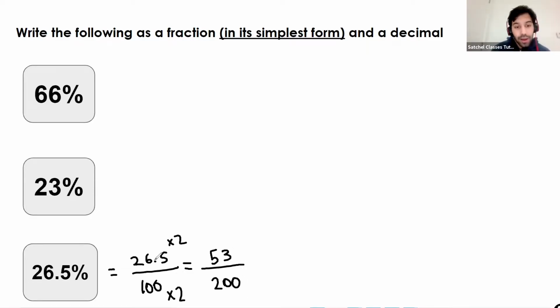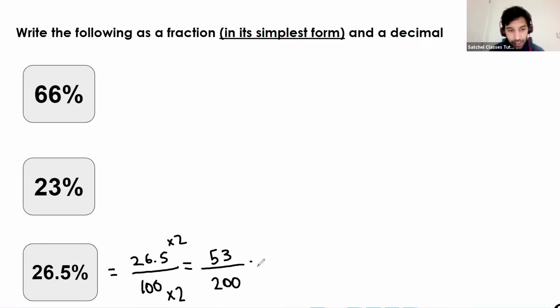Now, like I said, it's really important to realize that we can't leave our fraction as a decimal. However, if this is just part of our workings, we can write the percentage as a fraction with a decimal, so long as this is not our final answer and it's simply a step in our calculations. So be mindful of that, please.